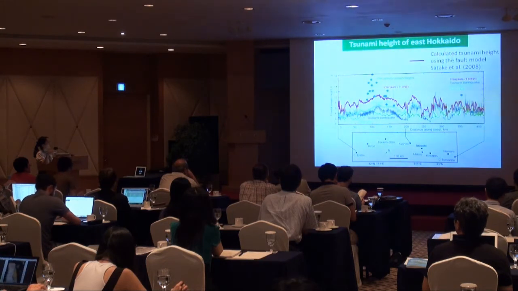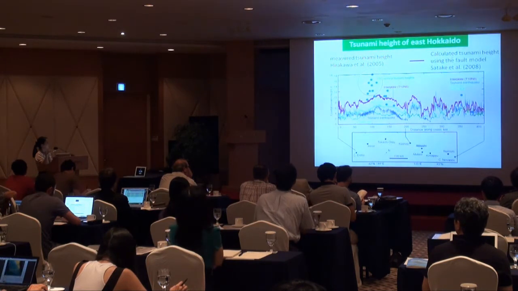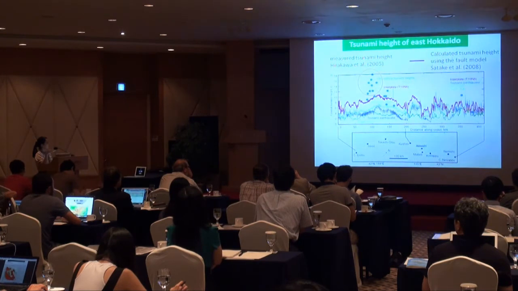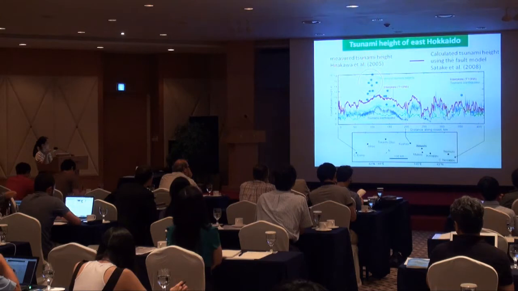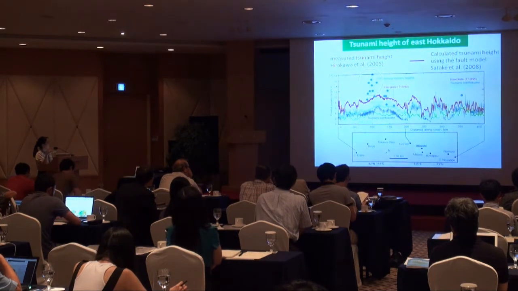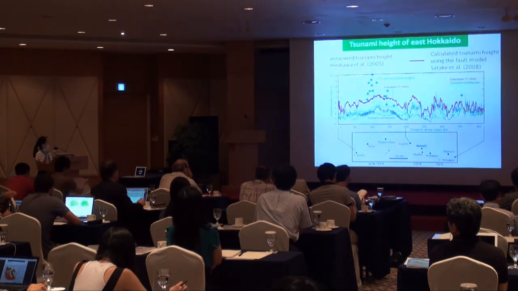The red line shows the tsunami height calculated in Satake's paper, and the blue dots show the tsunami height measured in Hirakawa's paper. So the tsunami height is 10 to 18 meters. The tsunami height of Satake's paper is smaller than the tsunami height of Hirakawa's paper in this area.